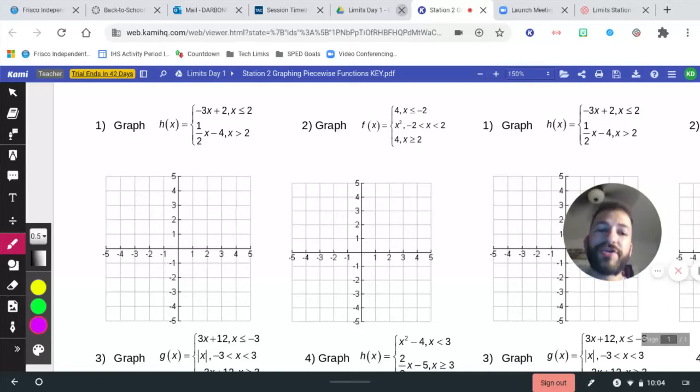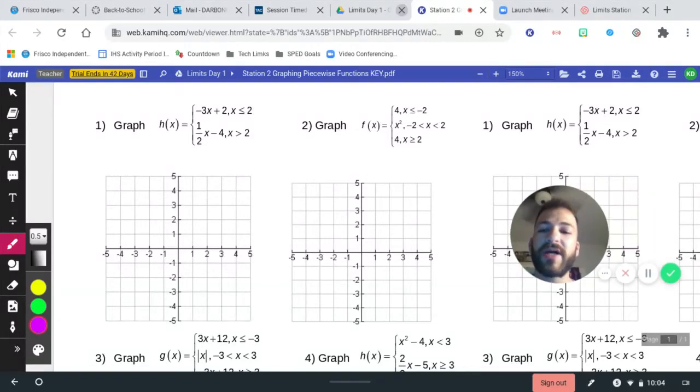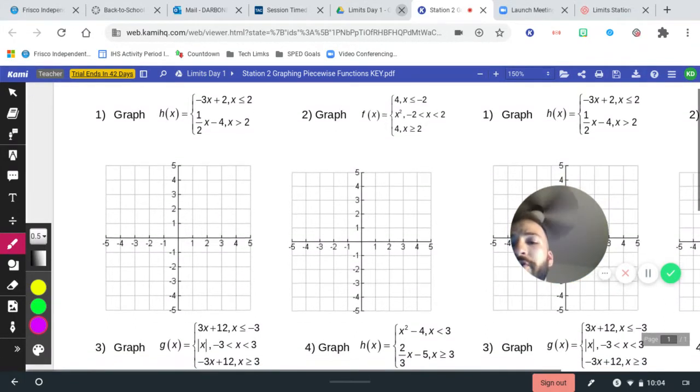Right, y'all, so station 2, we are going to be graphing piecewise functions. Piecewise functions are little pieces of functions all stuck together on one graph. The big thing is that their domains shouldn't overlap, so they should still be functions. They don't necessarily have to have every x value included in the domain, but they tend to. So let's look at number 1, and I'm going to let y'all do 2 through 4 on your own.